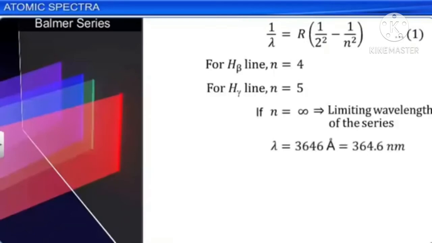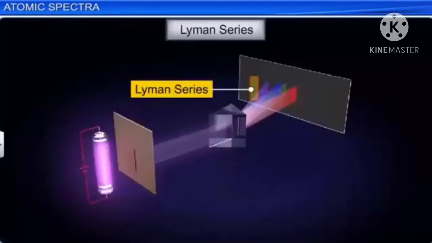Now let us look at the Lyman series, which has wavelengths in the ultraviolet region of the spectrum. The presence of ultraviolet wavelengths can be detected by a silver chloride soaked paper, which turns black when exposed to them.